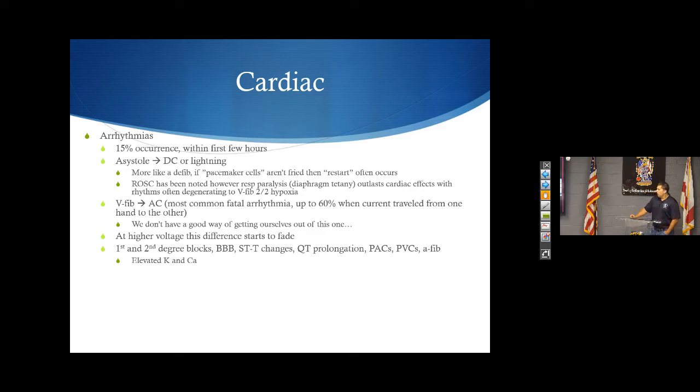Okay, it can result in a number of cardiac dysrhythmias: first- and second-degree blocks, bundle branch blocks, QT prolongation, PACs, PVCs, AFib, things like that, oftentimes attributed to electrolyte disturbances, elevated potassium and calcium levels due to cell destruction. Okay, damage to the myocardium itself is actually uncommon, right? Results would really just be from either the shockwave blast or some sort of heat injury or contusion.